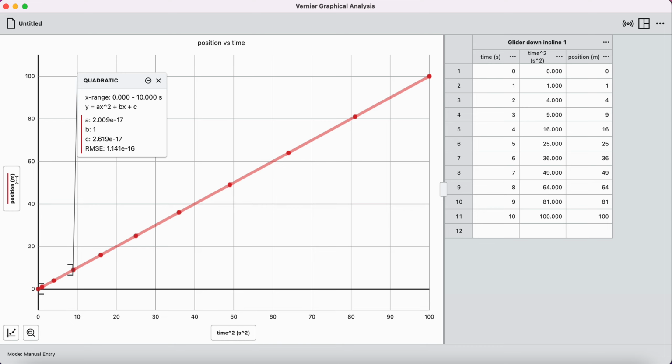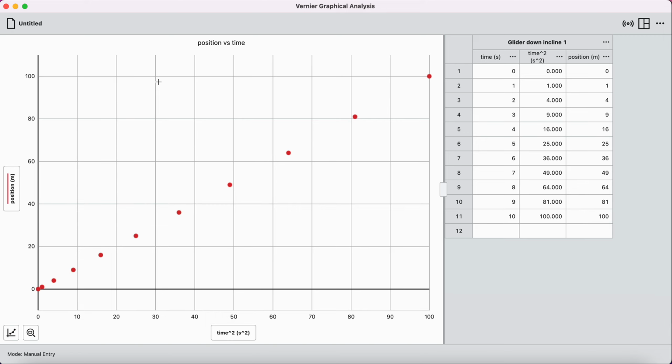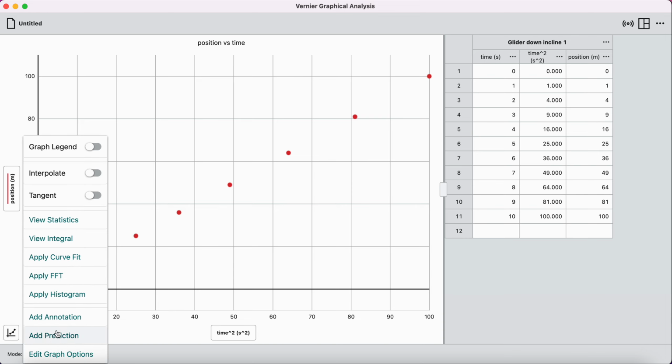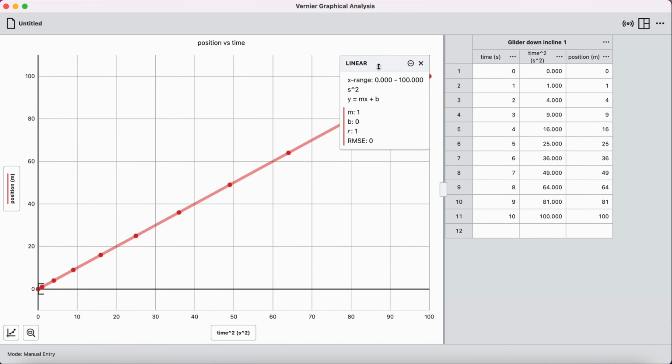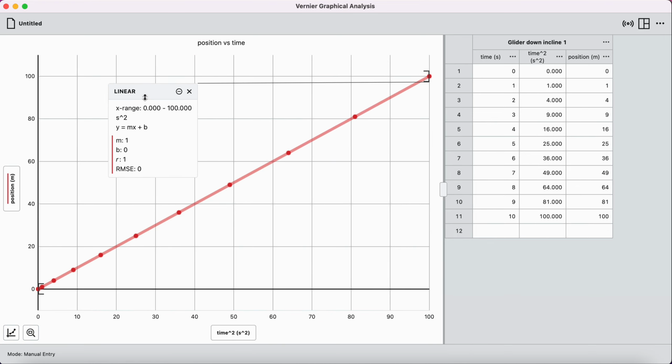Sorry, on the y-axis we have position. On the x-axis we have time squared measured in units of seconds squared. It's still doing a quadratic fit, which I don't want anymore. I can see by squaring the time data, I've helped it catch up to the position data, and I now have a linear relationship. Now I can go to my curve fit, apply a linear curve fit after xing out of the quadratic curve fit. And here we go. Here's my linear relationship.